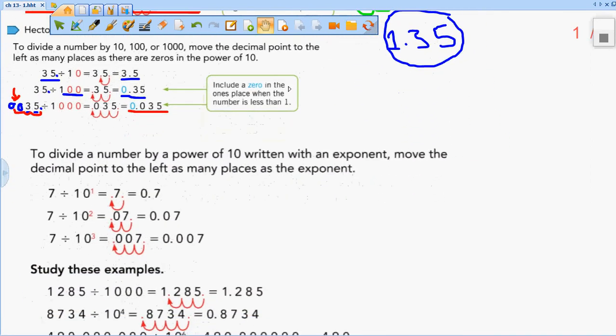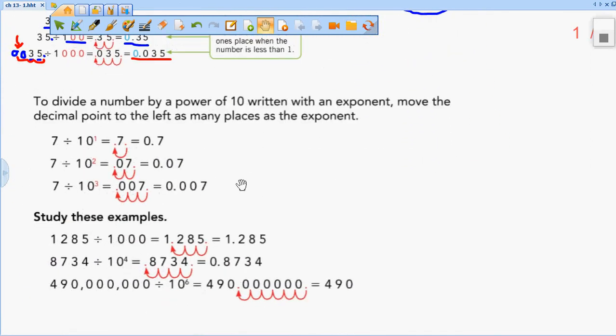Now, look here. We have another form of powers of 10. Look here, I have 10 to the power of 1, 10 to the power of 2, 10 to the power of 3. The power here means: 10 to the power of 1 means multiply 10 by 1 time, so it becomes 10.